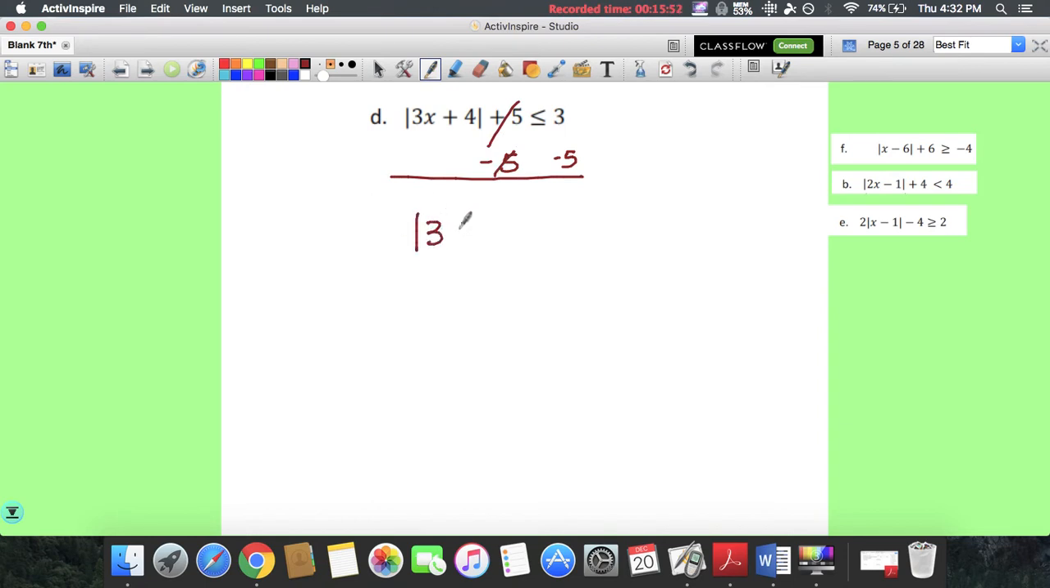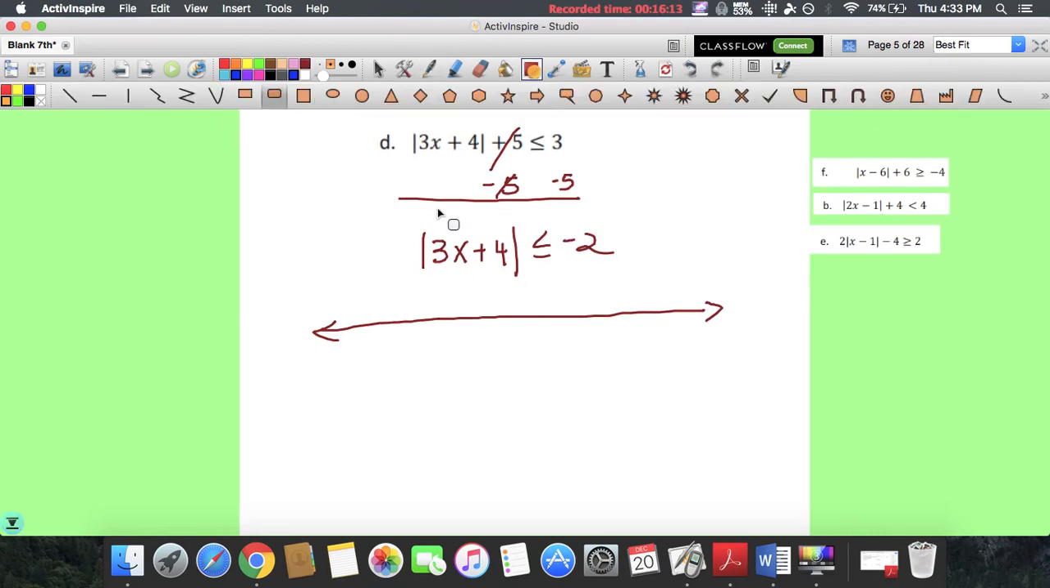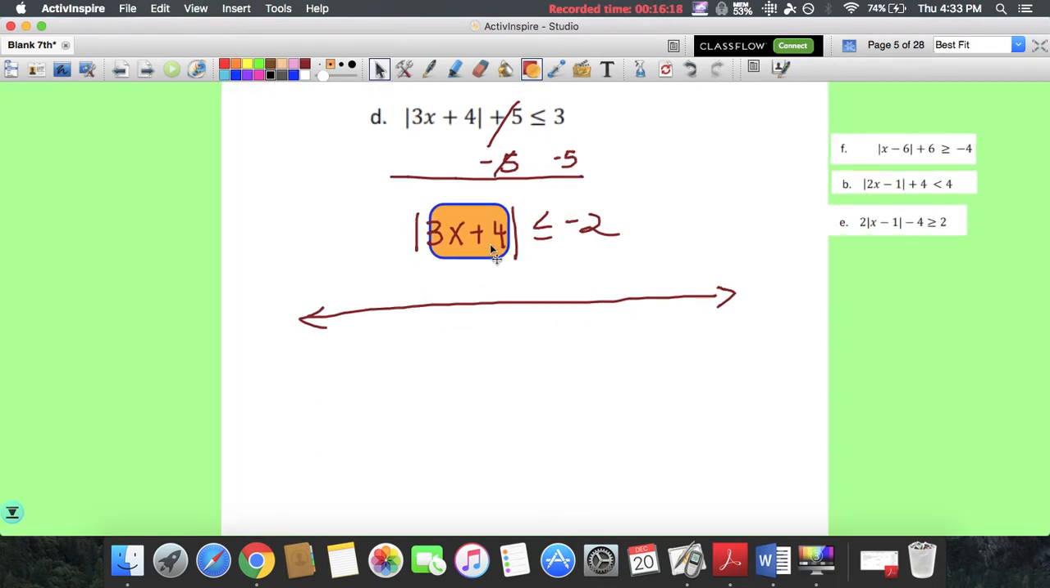So I have absolute value of 3x plus 4 is less or equal to negative 2. So before you even start solving or anything, think about what you're actually doing. You're taking the absolute value of something. So again, let me try to hide this. I want you to ignore the 3x plus 4 because that's really not important right now. I just want you to think about what it says here. It says here, taking the absolute value of something and it's going to be less than negative 2.